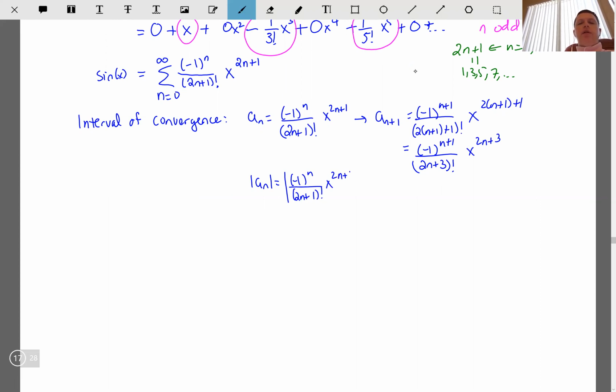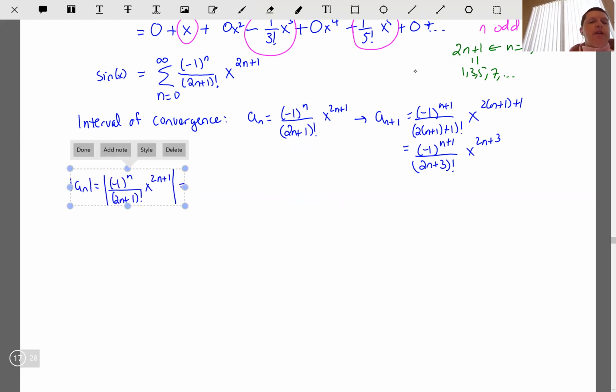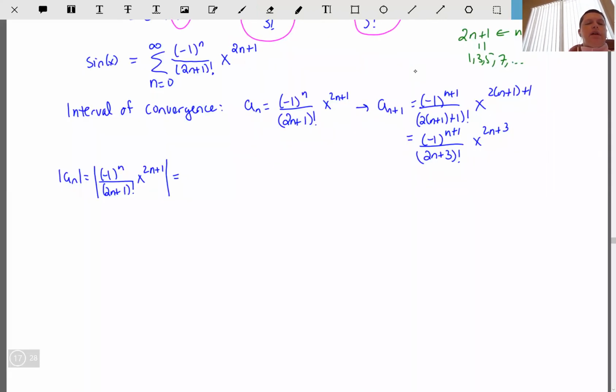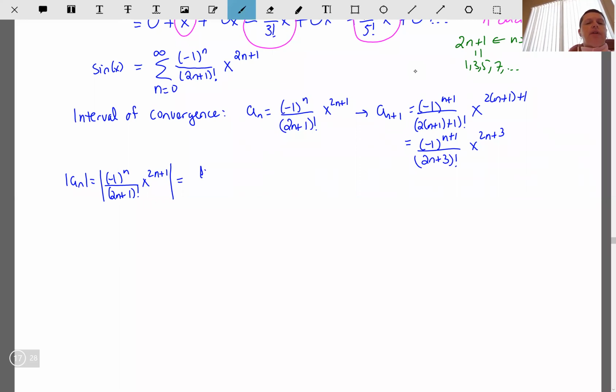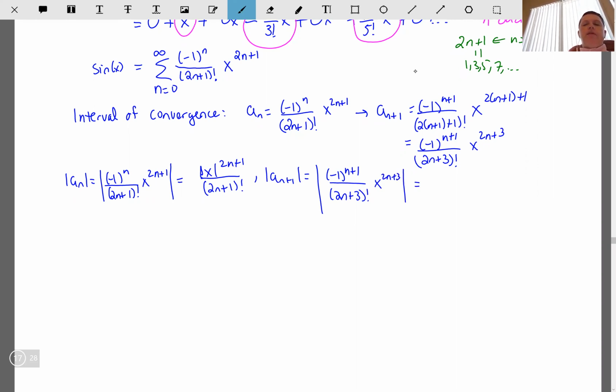So the factorial is always positive. So the absolute value of the negative 1 gives me a 1. I get the absolute value of x to the 2n plus 1 over 2n plus 1 factorial. And for the n plus first term, when I take the absolute value of that, you can kind of see what happens. I'm going to get the absolute value of x to the 2n plus 3 divided by 2n plus 3 factorial.